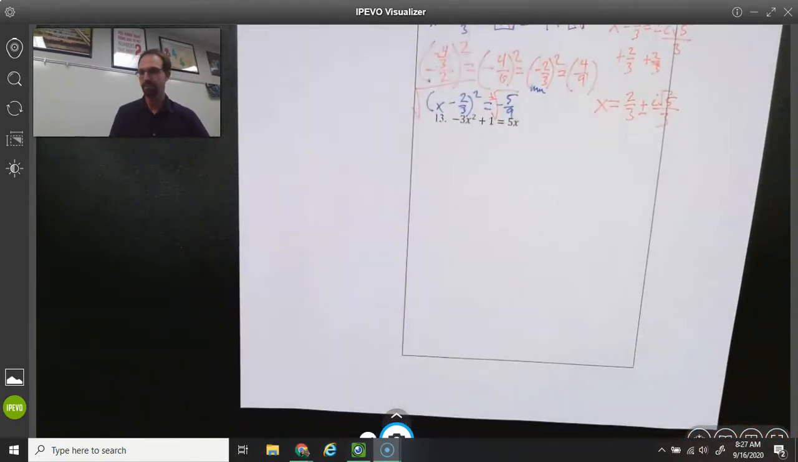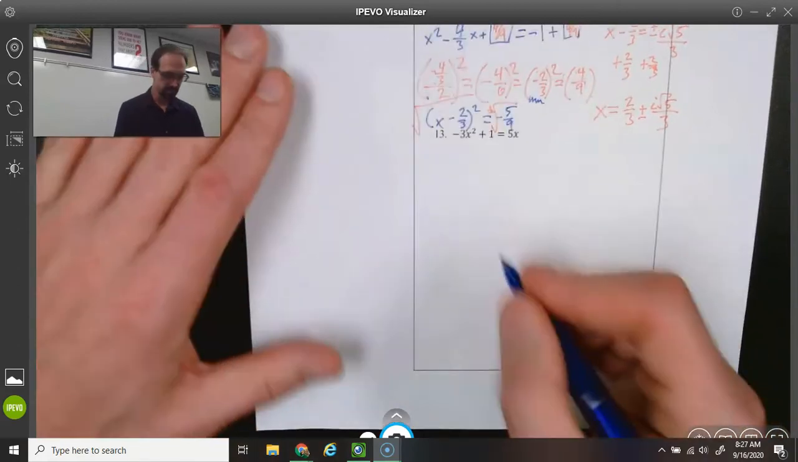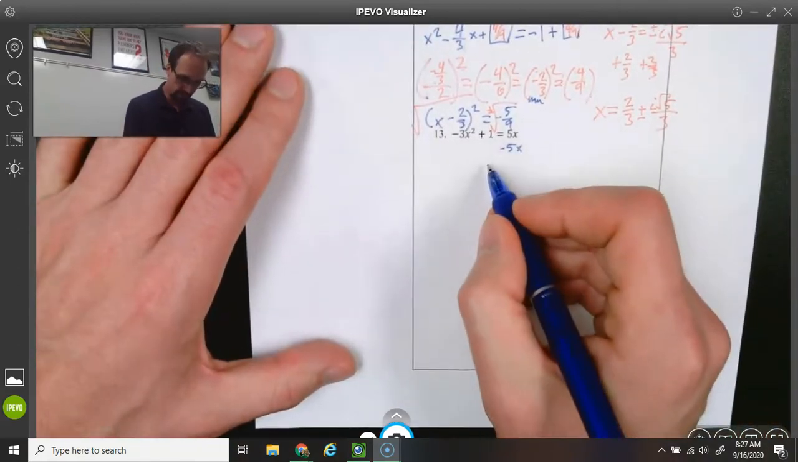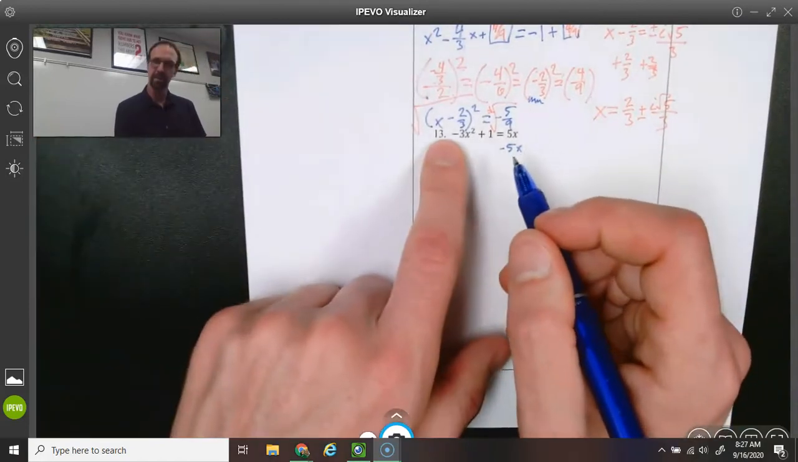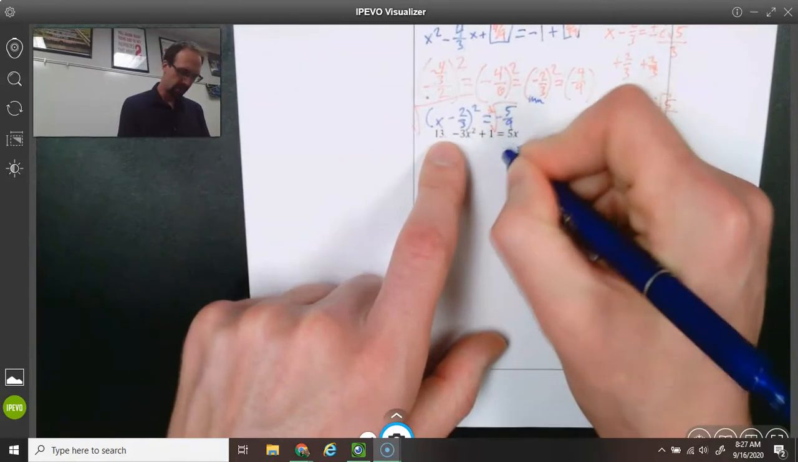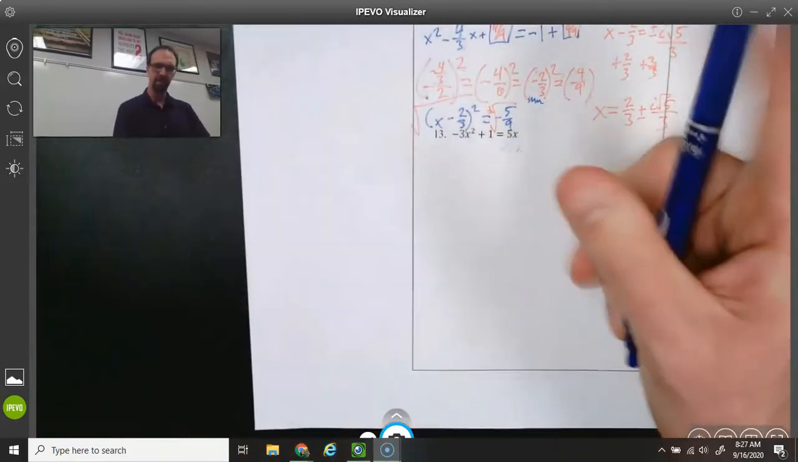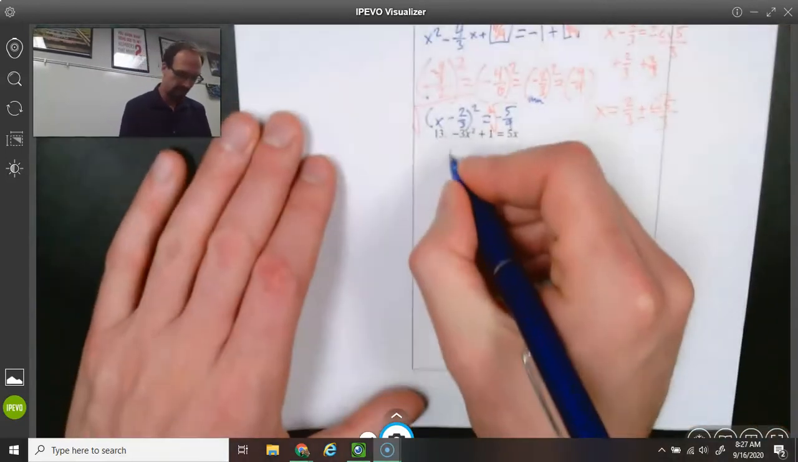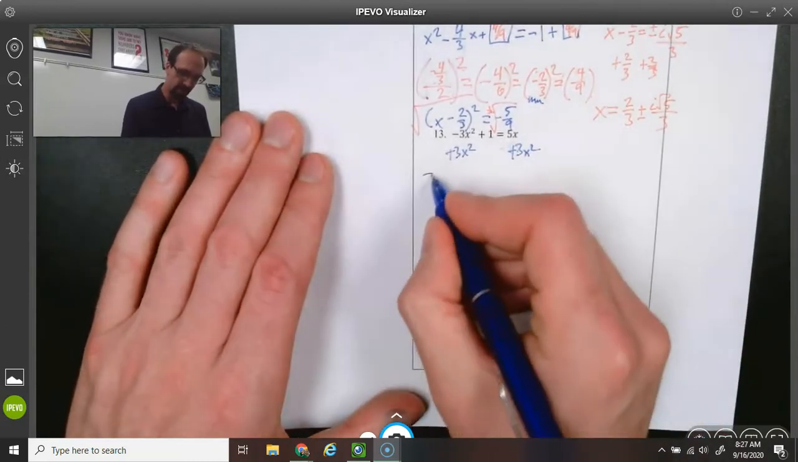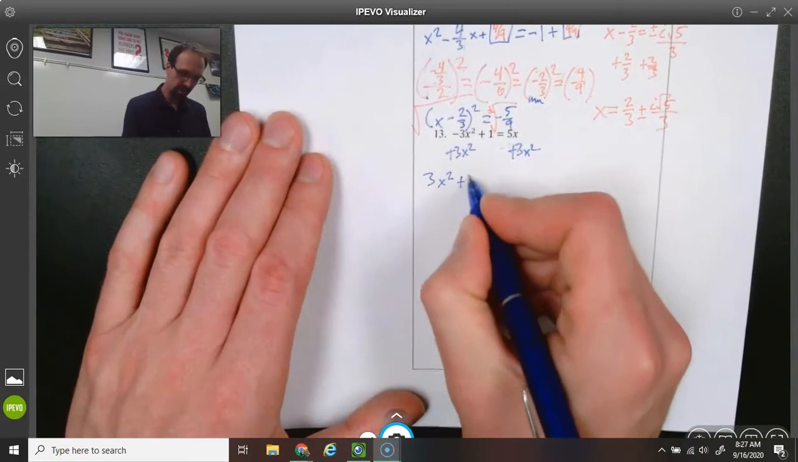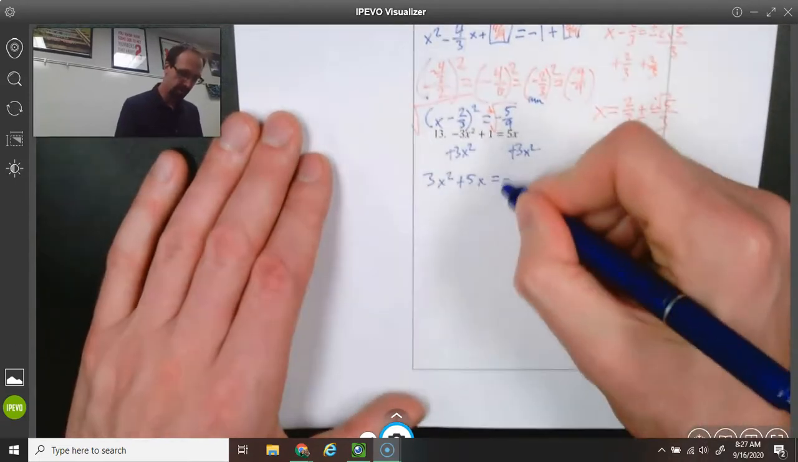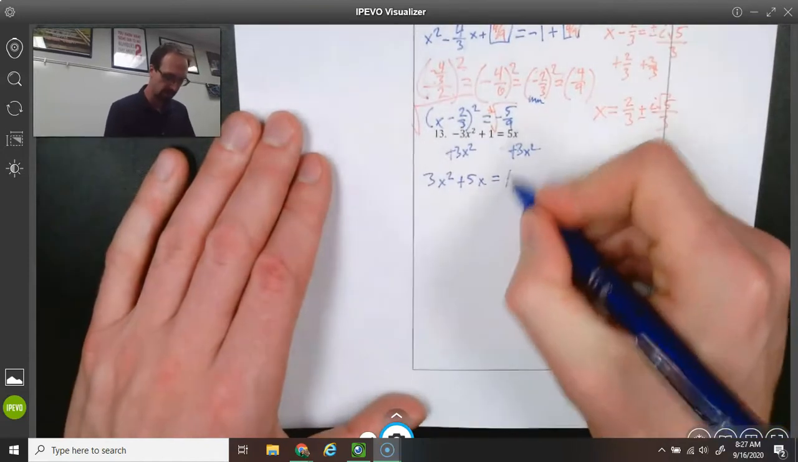And now for 13. We're going to subtract 5x on both sides. Actually, looking at this, I think it would be nicer to have a leading coefficient with your x squared term being positive. So noticing that, let's go down a different path. Let's add 3x squared to both sides instead. So that's going to give me 3x squared plus 5x equals positive 1. So I have just all positive terms.